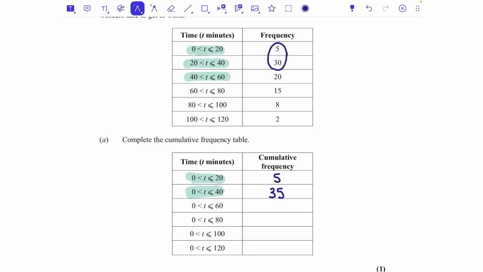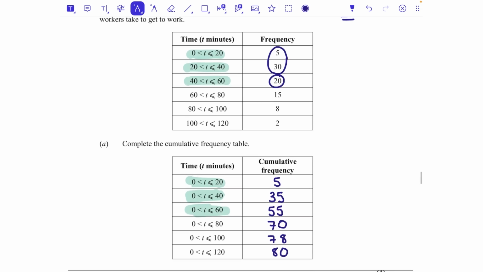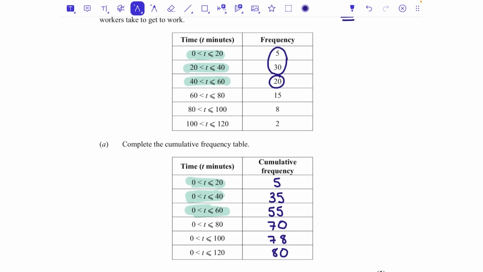And then we're going from 0 to 60. So that's all the people that we've got so far, the 35 people, and another 20 people. So adding on 20 gets me to 55. Then we're going to add on 15, which gets me to 70. Then we're going to add on 8, which is 78. And then we're going to add on 2, which is 80. Normally they'll say in the question how many people there are in total, and you want to make sure that that matches up with the number you get down to at the bottom, just to make sure that you're correct.